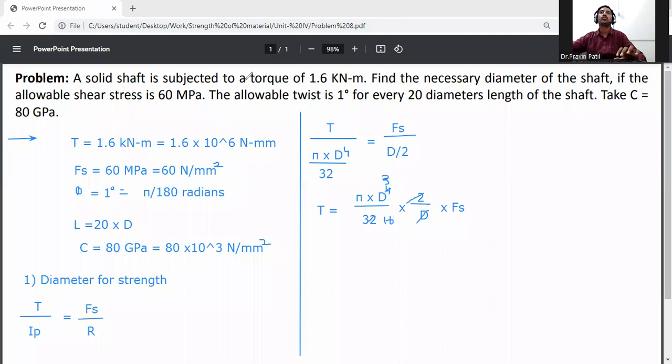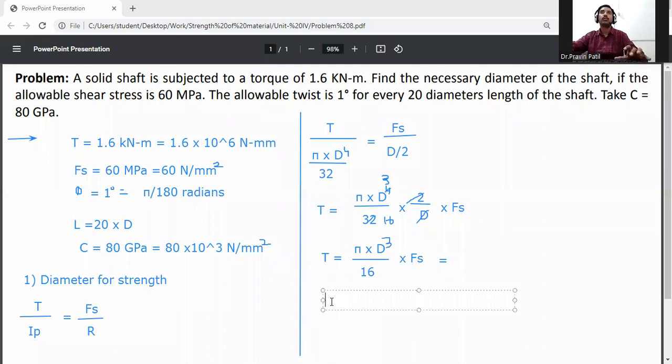So T is equal to the final equation, pi d cube divided by 16, into Fs. Now put all these values, pi into d cube, and we need to calculate d cube here.